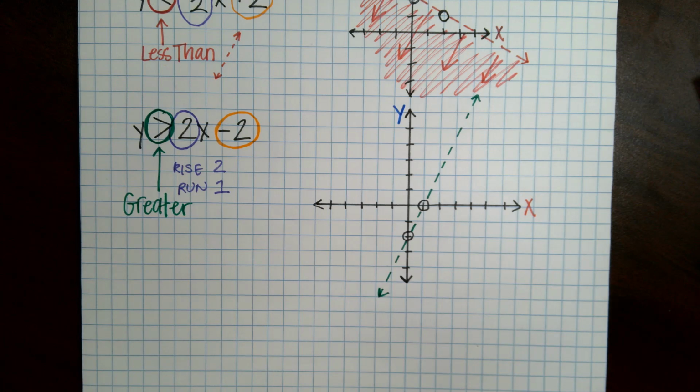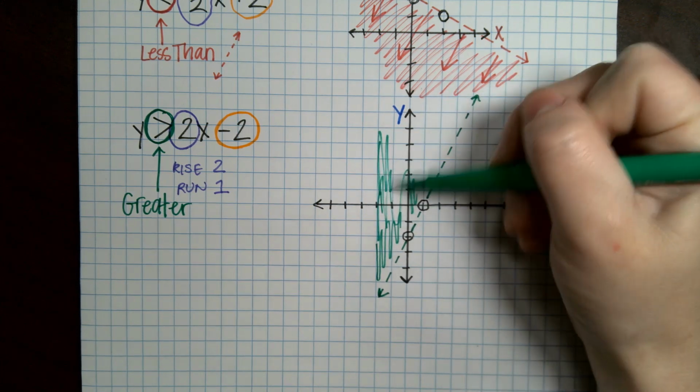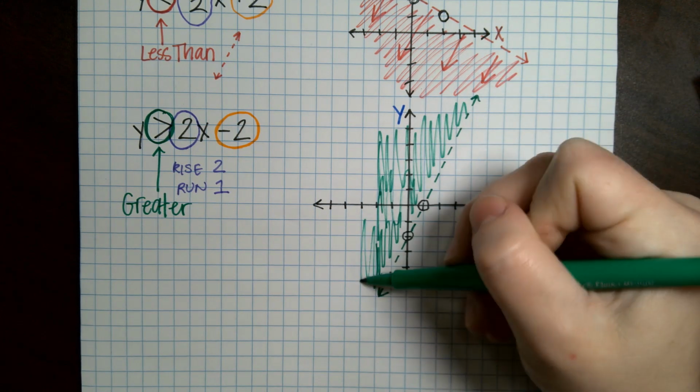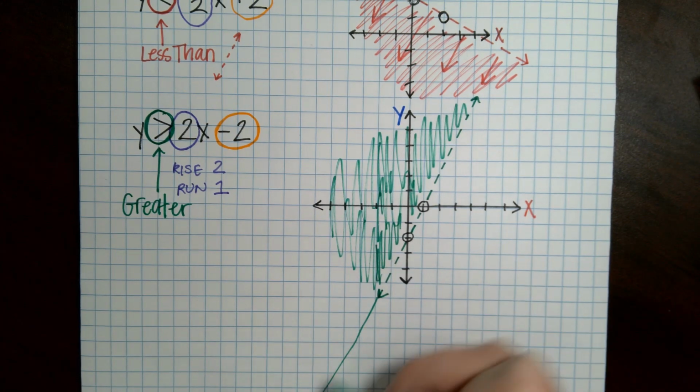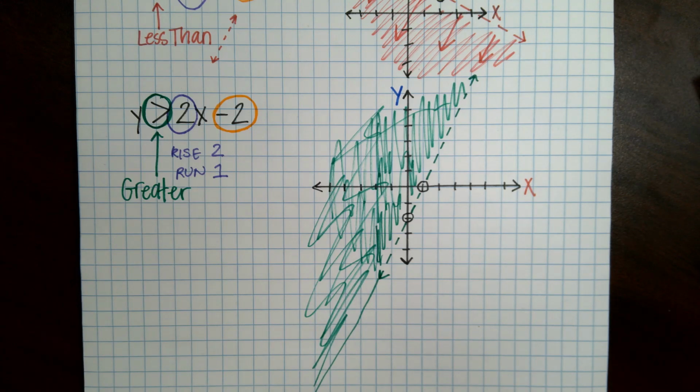Once we've drawn our dotted line, what direction are we going to shade, up or down? Up. Why are we shading up? Because it's greater. Whenever something is greater, we shade up. If it's less, we shade down. So we want to shade anything above our line, and that would include all this over here, because this line goes on forever. That's right. Love it.